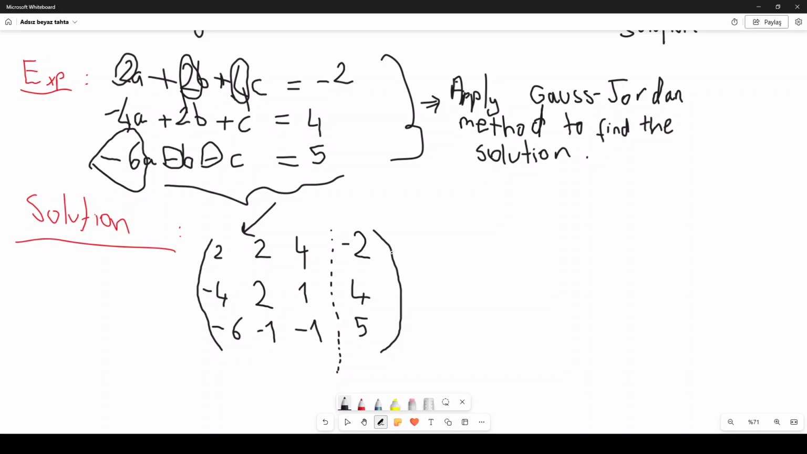Now we have the augmented form, right? We put the coefficients along with the right hand side values in the same matrix form, and we formed what is known as the augmented matrix form. That's the first step to apply the Gauss-Jordan method. It is also the same as using the Gaussian elimination method. We need to first represent our system of linear equations in the matrix form to be able to simply apply these 3 elementary row operations.